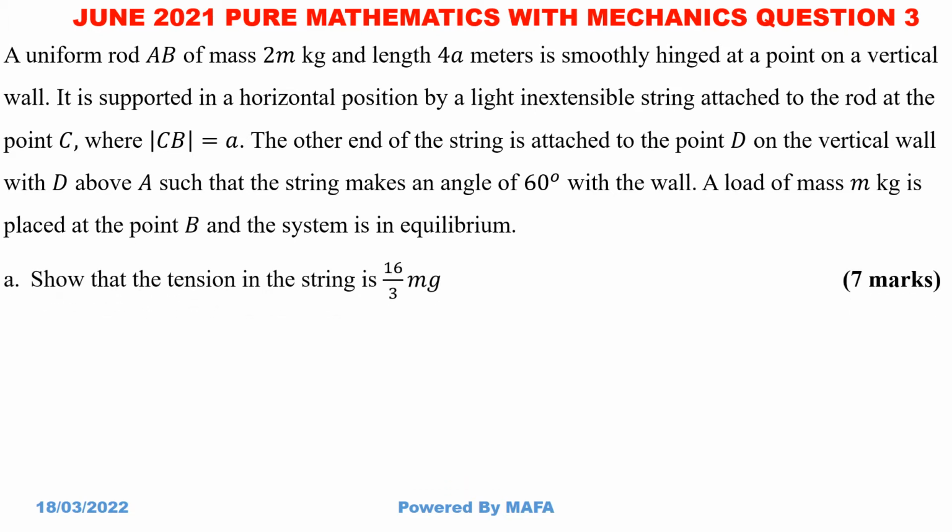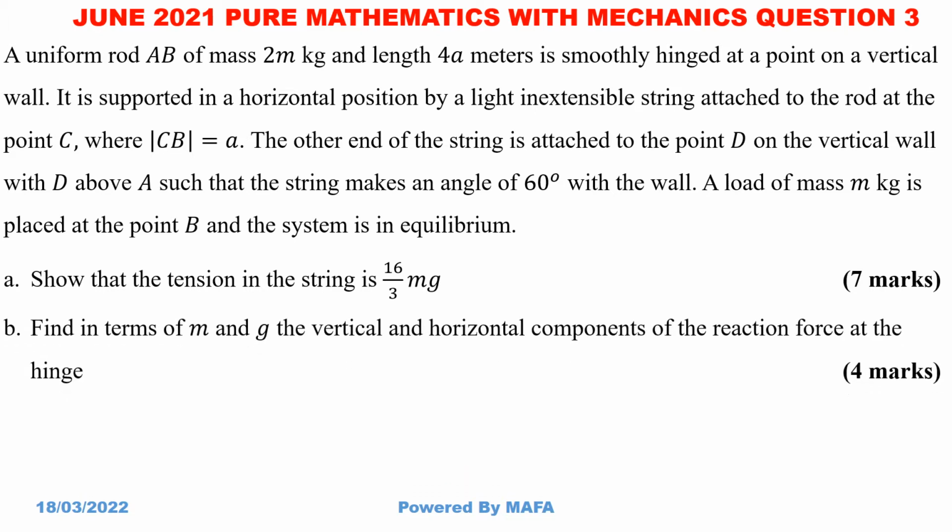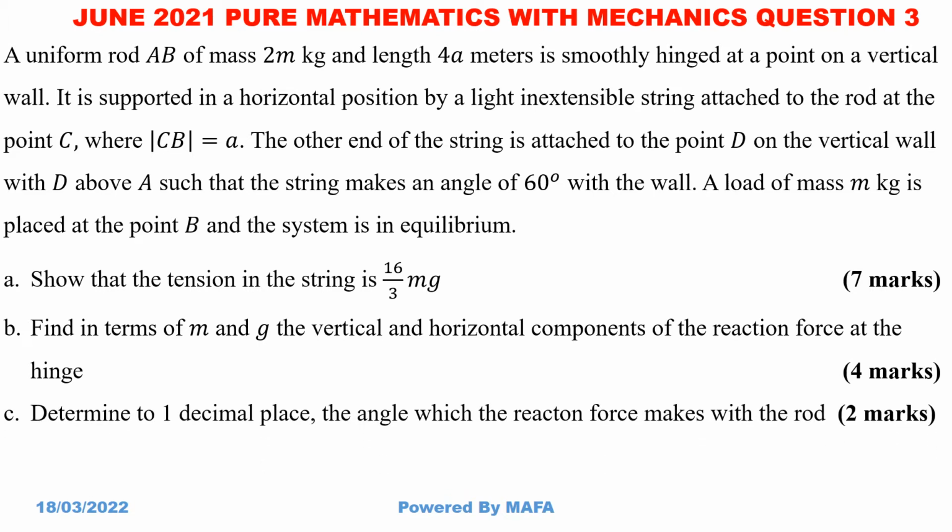A. Show that the tension in the string is 16/3 mg, 7 marks. B. Find, in terms of m and g, the vertical and the horizontal components of the reaction force at the hinge, 4 marks. And finally, C. Determine, to one decimal place, the angle which the reaction force makes with the rod, 2 marks.